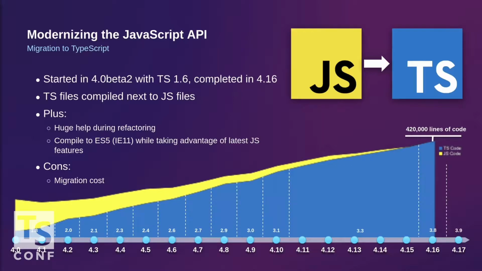So you can see that the con here is going to be a migration cost, right? With every release of TypeScript, we have to go and have it test our code base, as well as our tests. I didn't mention that either. So we do have about 2,500 modules in the API, 420,000 lines of code. That doesn't include our unit tests.